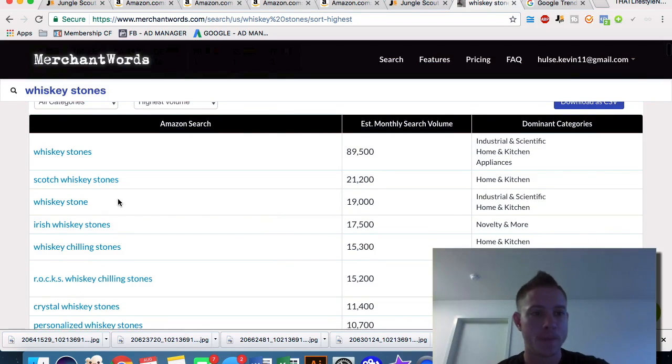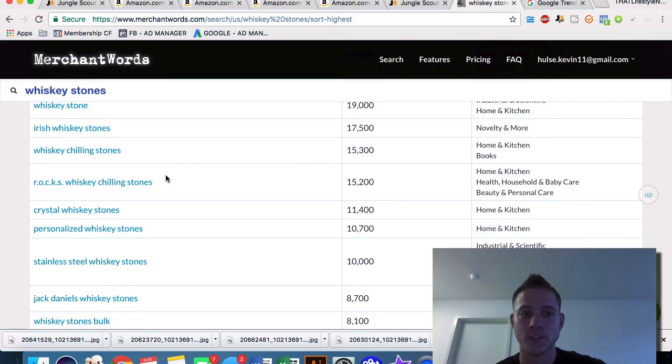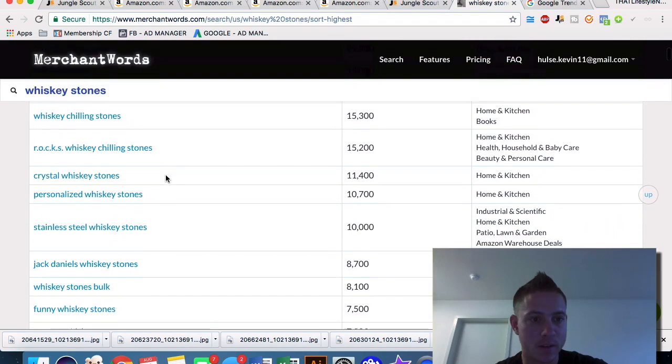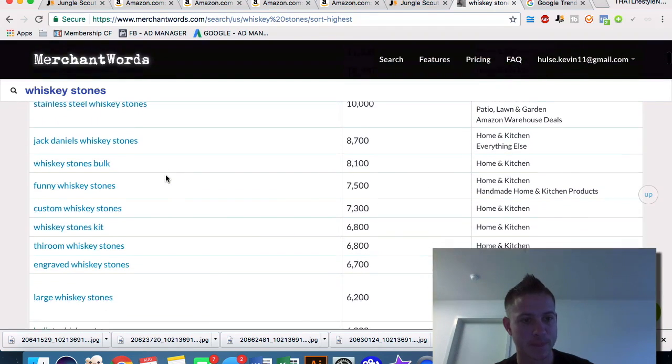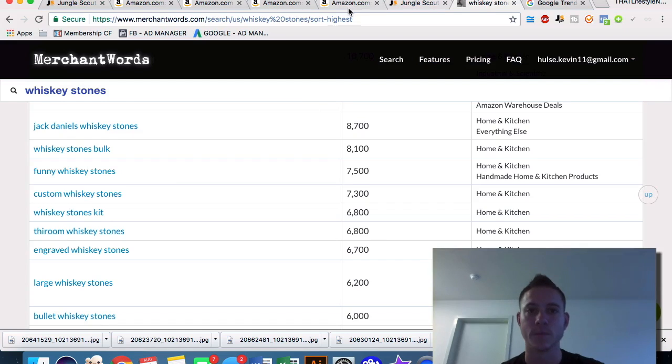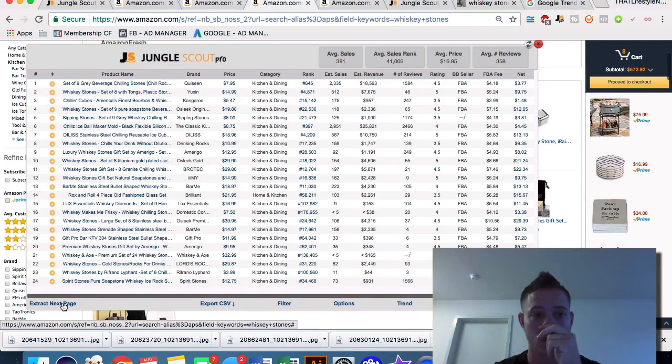search volume for it. So people are looking for Scotch, whiskey, as if chilling stones have any differential whether or not it's for whiskey or Scotch. Custom whiskey stones could be a cool one. But let's take a look at the highest volume, which is whiskey stones itself. So we see some relatively good numbers here.